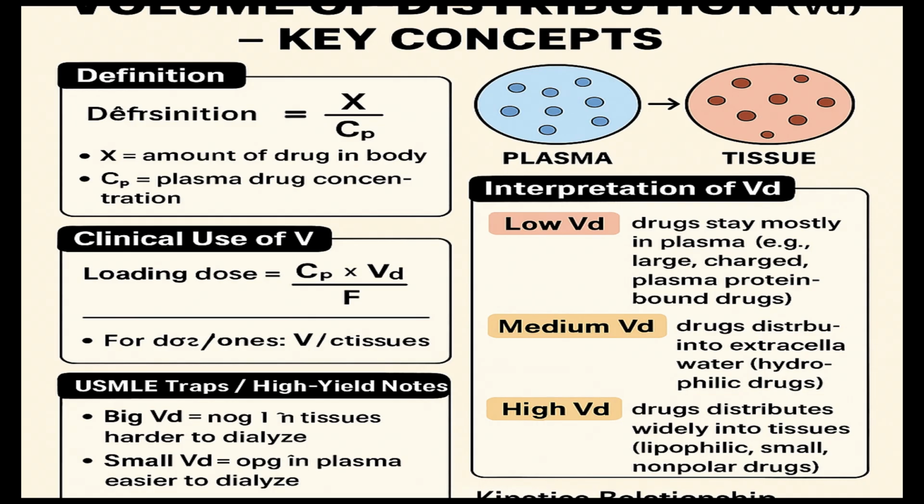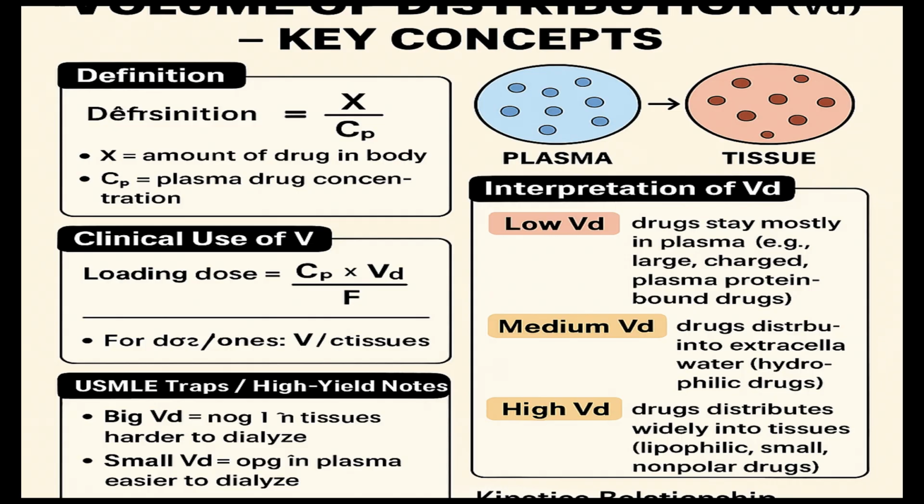Okay, step 2, distribution. Drug leaves the blood, moves into the tissues. How do we measure sort of where it prefers to hang out? That's the volume of distribution, or VD. Now, VD is a bit weird. It's a theoretical volume. Think of it like this. How much fluid would you need to dissolve the entire dose to get the concentration we see in the plasma?